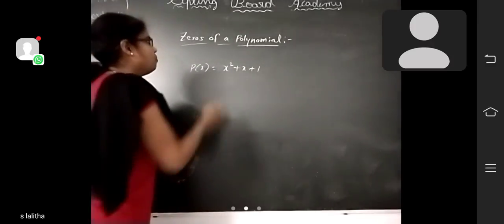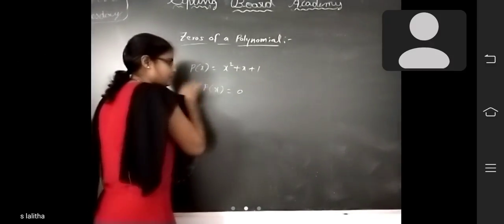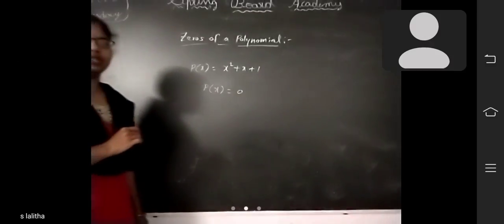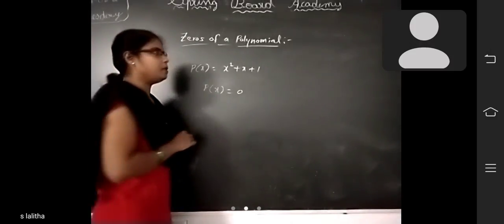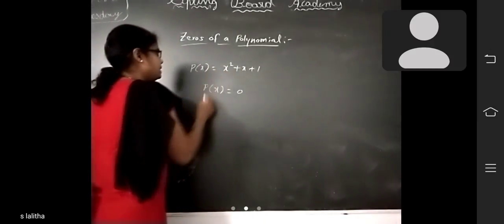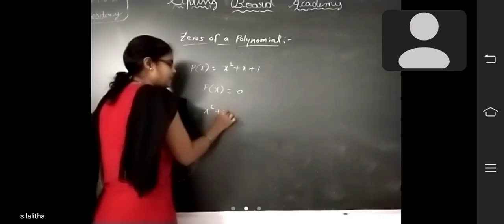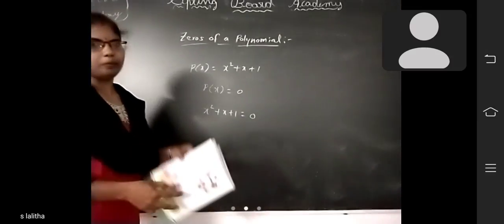So, what is 0 of a polynomial? P of x equal to 0 is called the 0 of a polynomial. Did you understand that? So, P of x is equal to 0 is called the 0 of a polynomial. That means x square plus x plus 1 equal to 0. Like that you can do. That is called 0 of a polynomial.